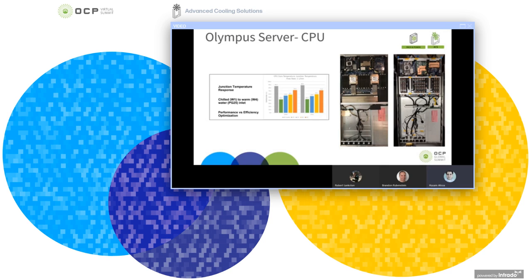The chart to the left shows a comparison between CPU temperature running air cooling at 35 Celsius inlet versus cold plates across a sweep of water temperatures. The gray bars show the air-cooled CPU junction temperature versus the colored bars showing liquid-cooled CPUs across a sweep of ASHRAE W1 to W4.